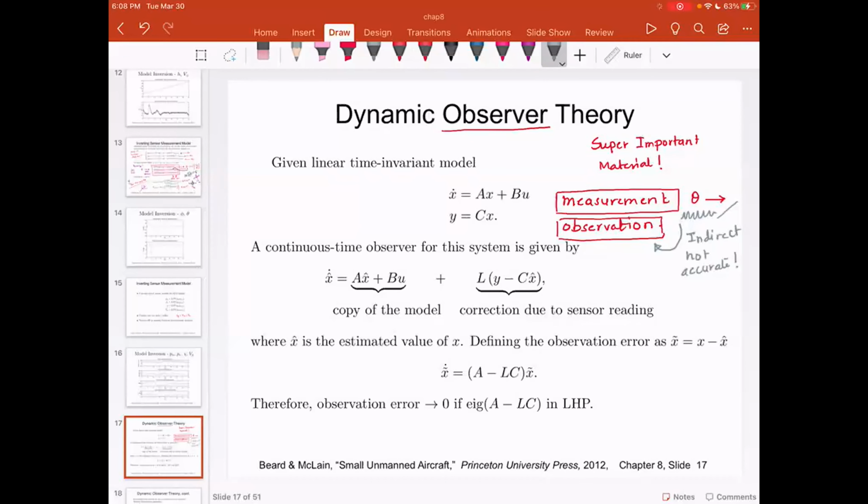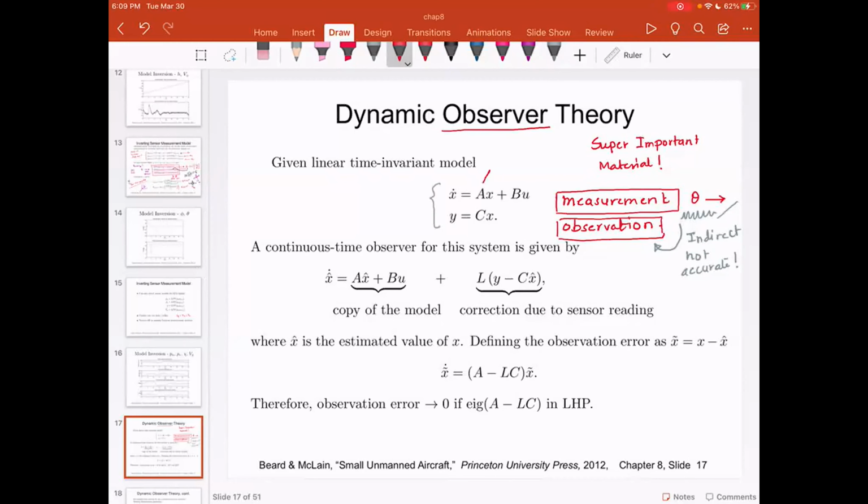So what do we do? What we do is we try to construct something known as the observer. Now, what is this observer? Let's start with a very simple system dynamic model. I will explain this in an alternate slide, but this is the system dynamic model.